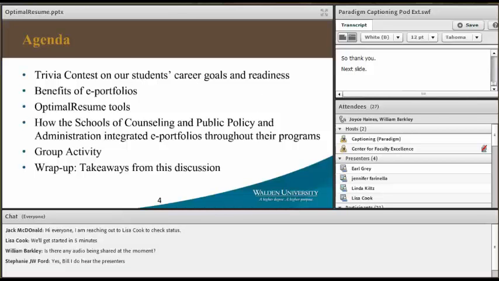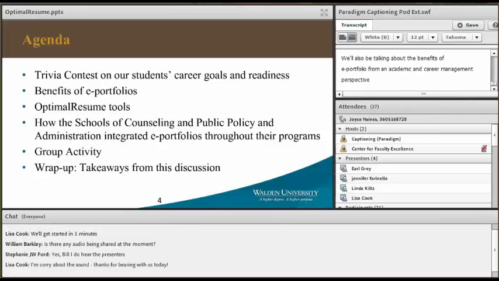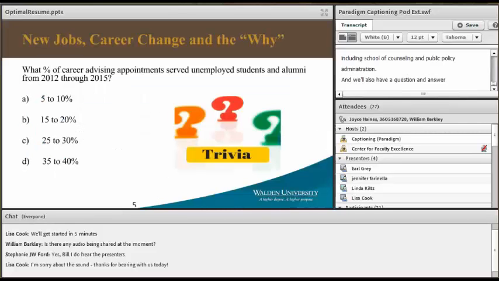For the agenda, we are going to be doing a little trivia contest, and too bad you're not at the National Faculty Meeting because Lisa had provided goodies for those people who answered correctly. We will also be talking about the benefits of ePortfolio from an academic and career management perspective, as well as looking at some of the OptimalResume tools. And we'll have two examples of various programs, including from the School of Counseling and the School of Public Policy and Administration. And we'll also have a question and answer session as well. And with that, we're going to go into the trivia questions for you.